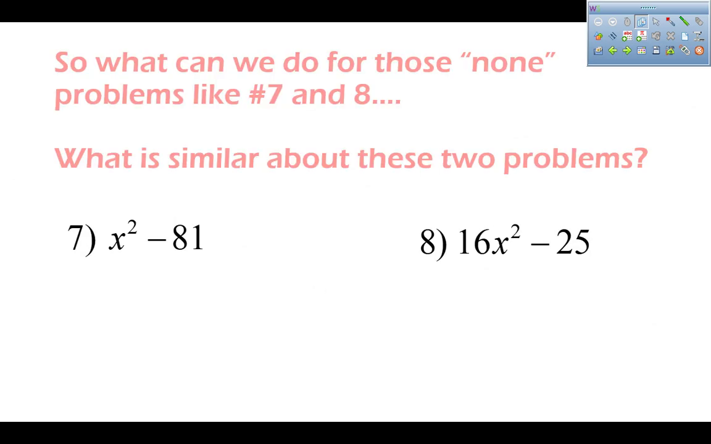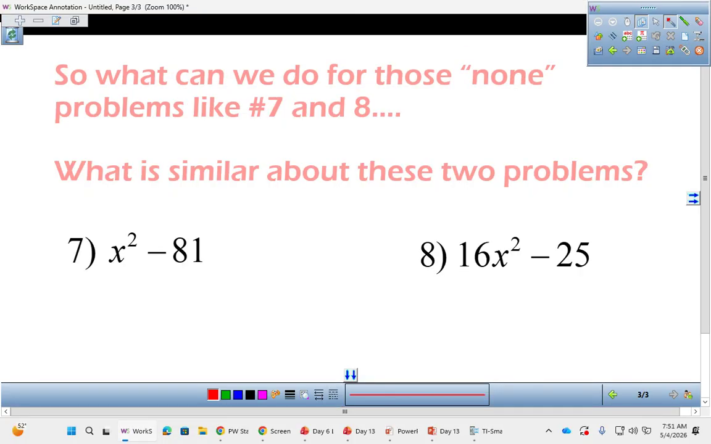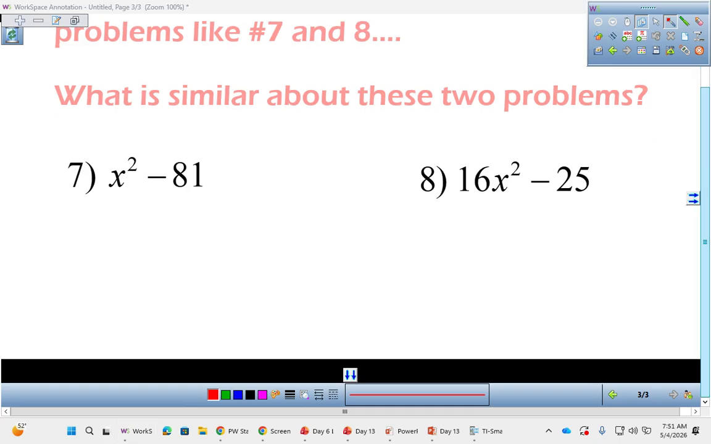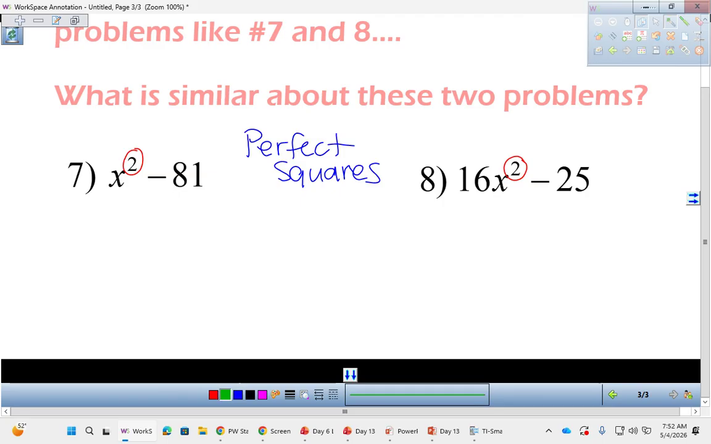So what we are going to do for these none problems like 7 and 8, well, let's look at them. Anybody see anything that's similar between 7 and 8? Because this new method is very specific. They both have an x squared. Okay, what else? Good. One more thing. The minus, subtracting. All right.